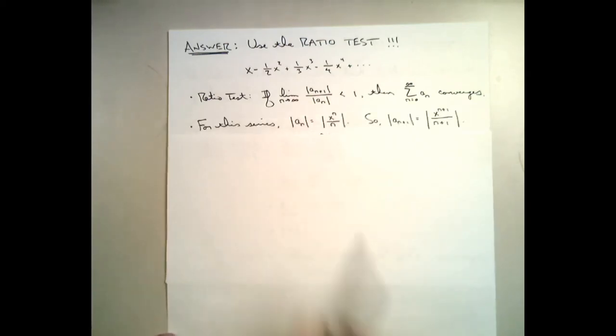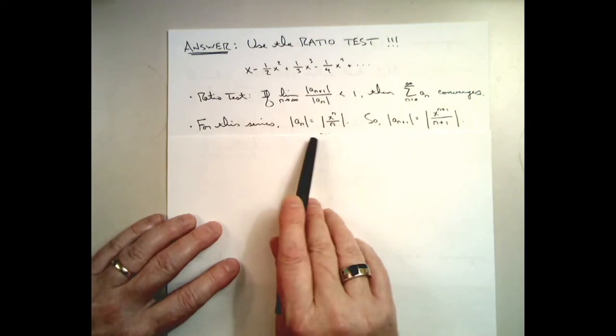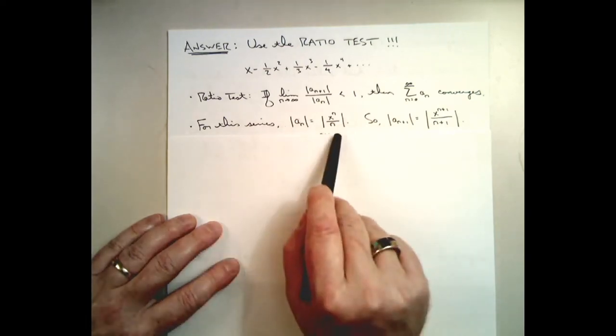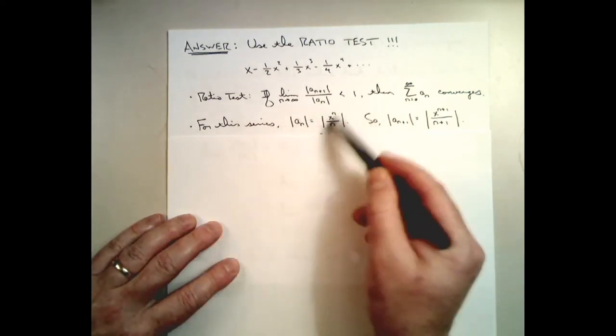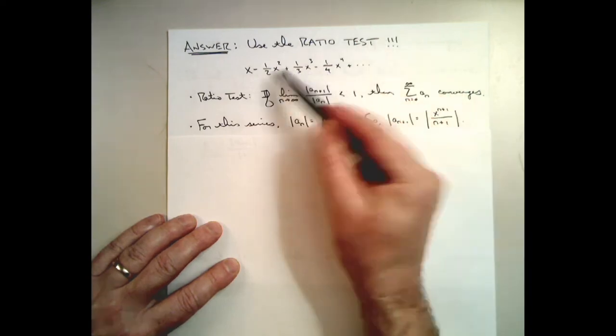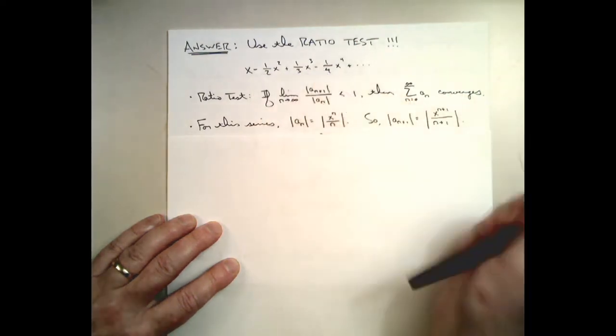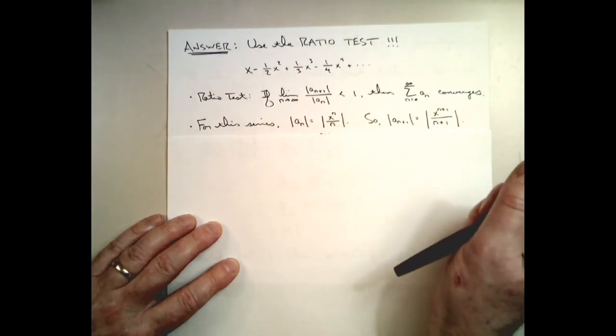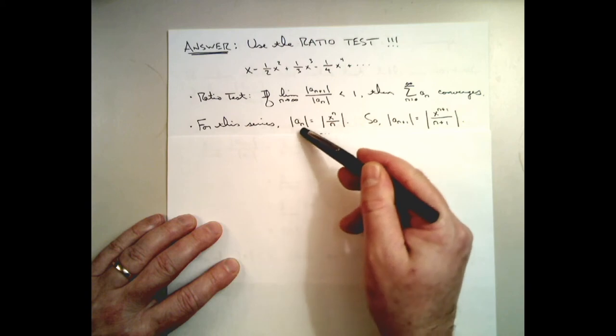And for this particular series, the absolute value of our nth term is the absolute value of x to the n over n. Notice I ignored the signs. Why? Well, I'm looking at the absolute values of the terms anyway.